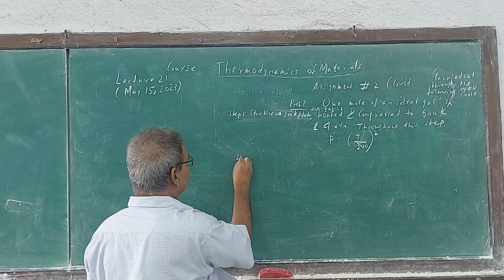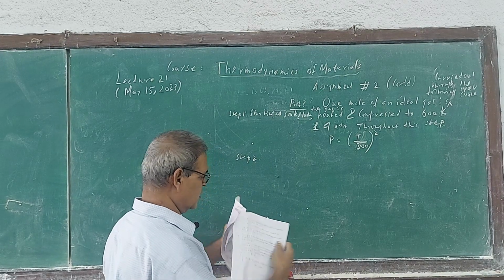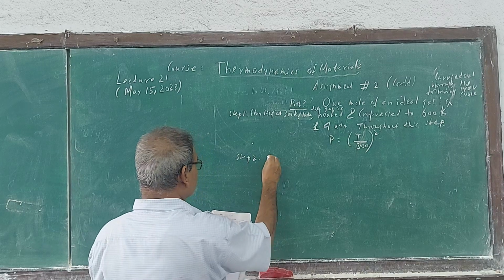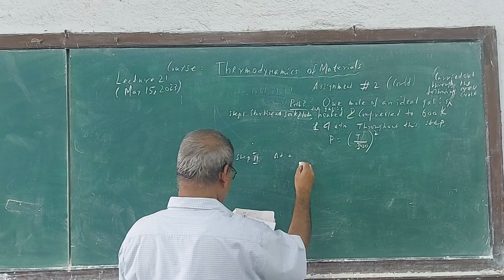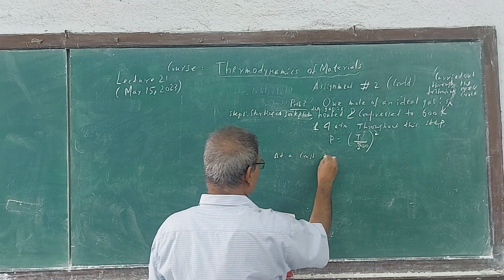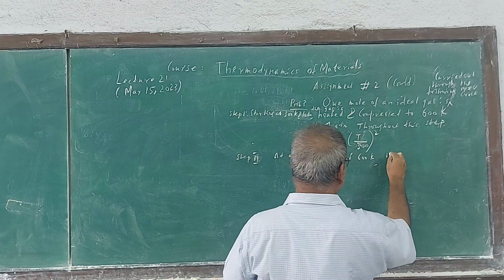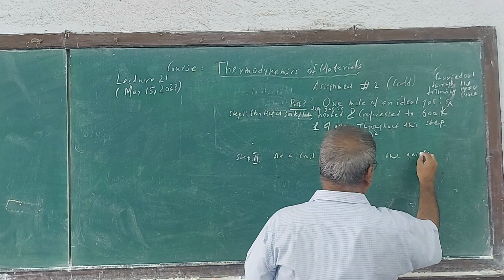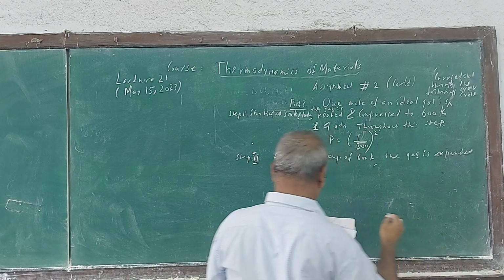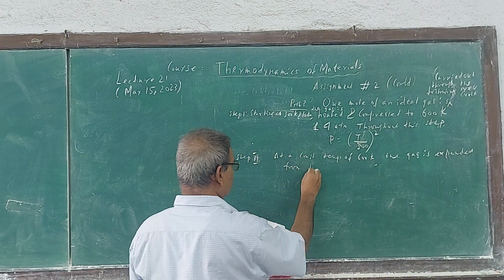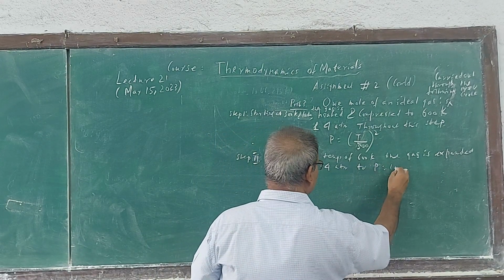Step 2 is what? Step 2 is at a constant temperature of 600 Kelvin, the gas is expanded from P is 4 atmosphere to P is 1 atmosphere.